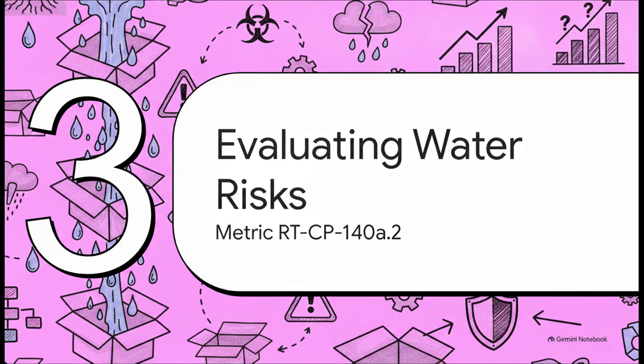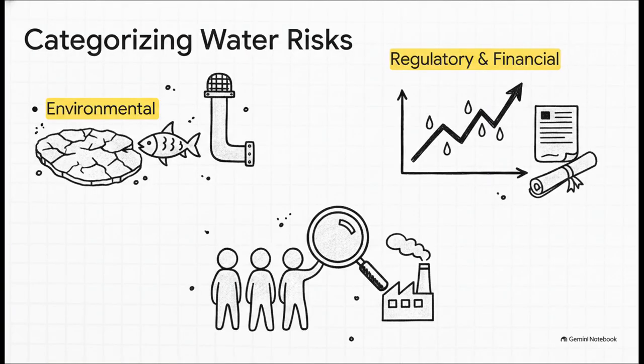All right, Section 3, evaluating water risks. Decoding metric RTCP 14A.2. Now we shift from the hard volume data into the narrative of risk. This is where companies have to explain what those numbers actually mean for their day-to-day operations. They have to transparently evaluate specific constraints across a few clear categories.